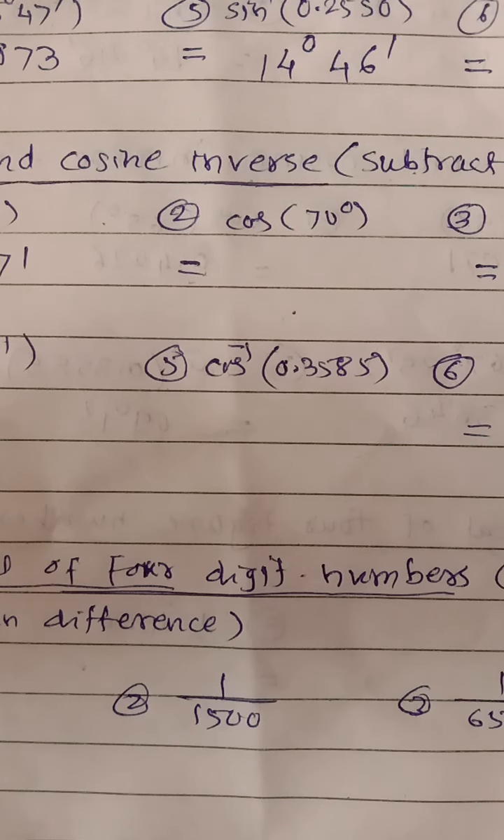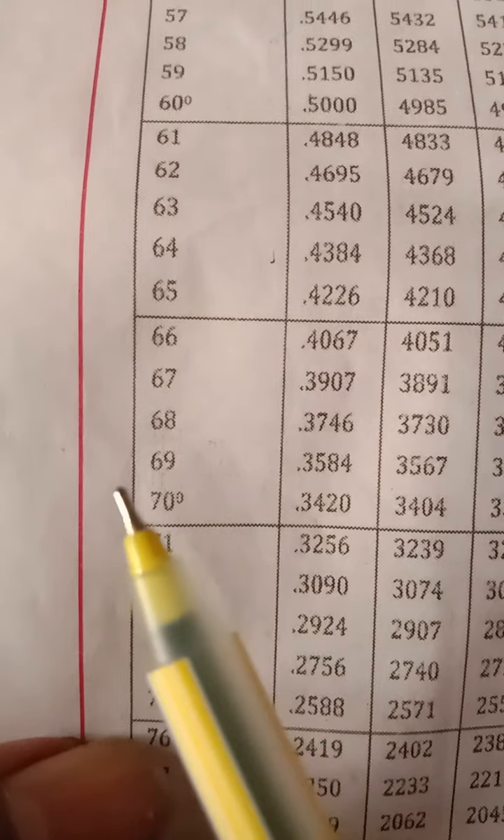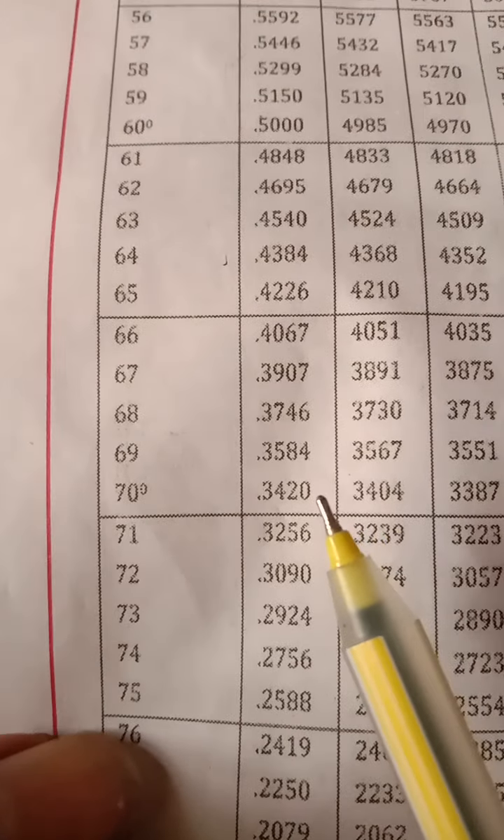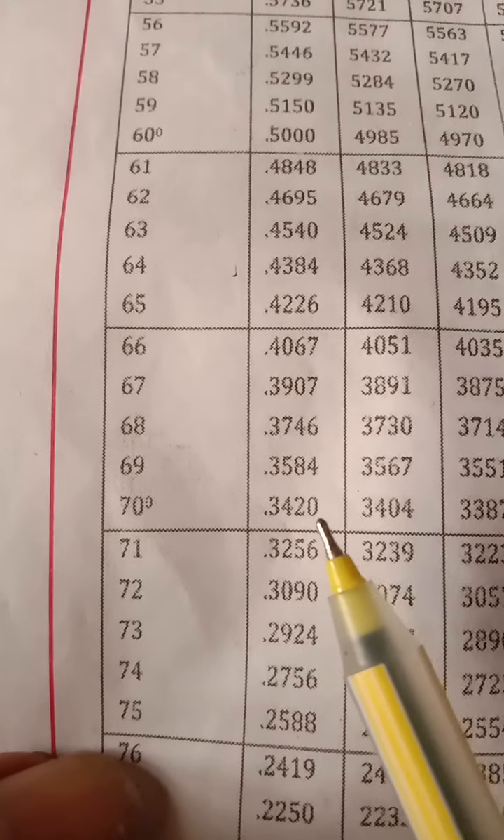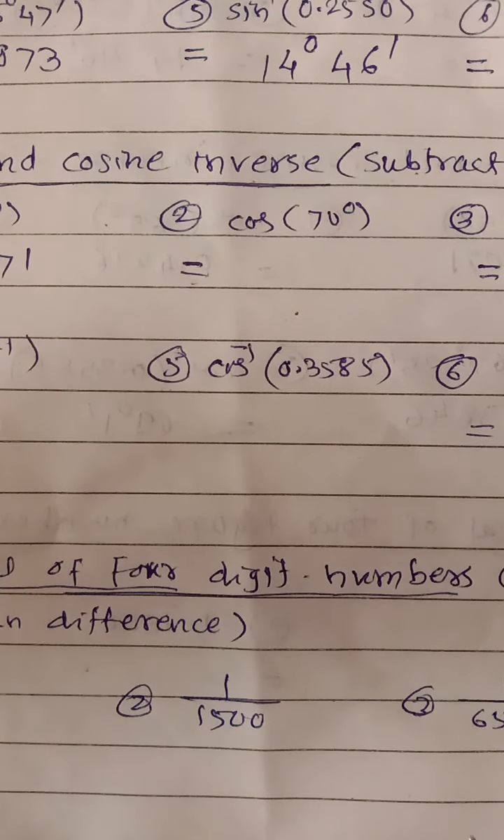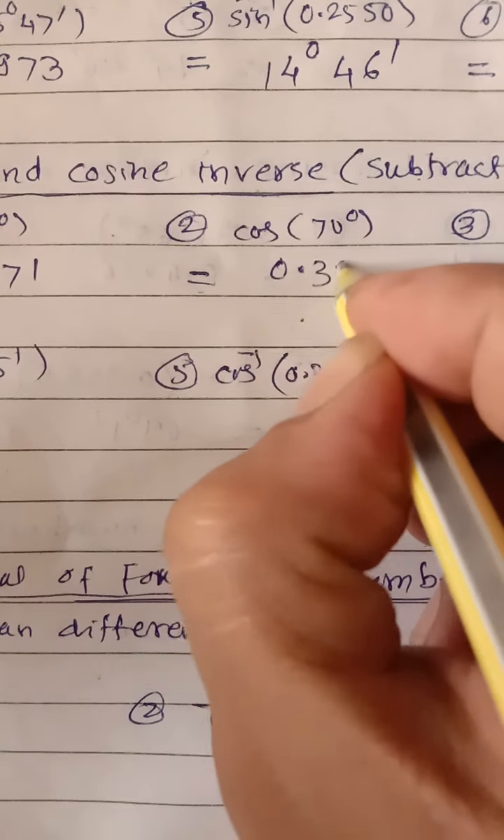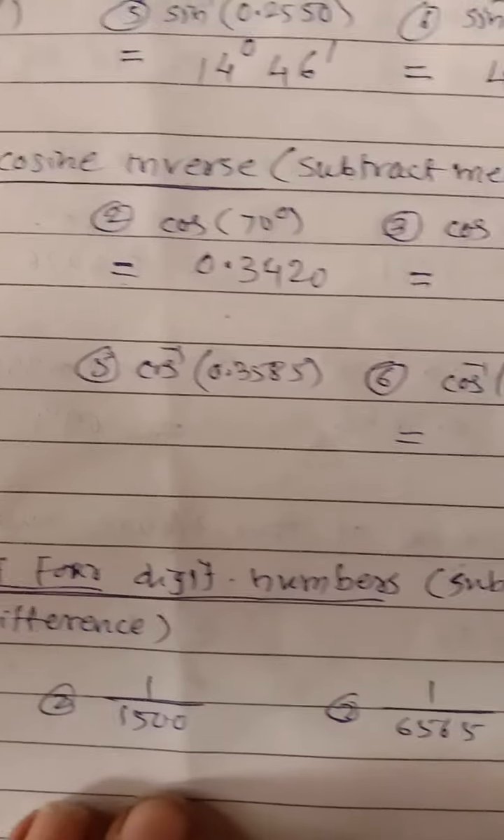Similarly, the next angle is cos 70. Again from the same table, first of all we will find 70. So 70 degrees is here in the column of degrees, and the respective value in the 0th minute is 3420, and therefore it is 0.3420. This will be the direct value of cos of 70.